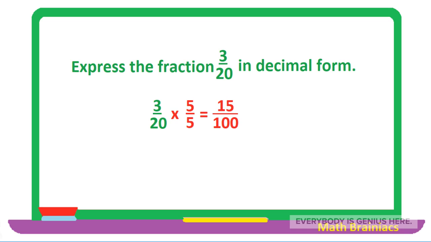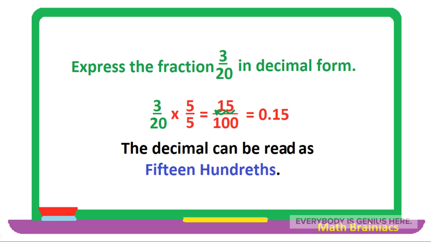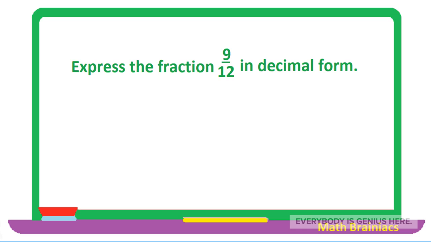And it will give us 15. 3 times 5 is 15 and 20 times 5 is 100. Since we have two zeros on the denominator, our decimal point must be 2 places to the left and it will give us 0.15. Hence, the decimal can be read as 15 hundredths. Let us work on another example so that you can perfectly understand the lesson. Express the fraction 9/12 in decimal form.